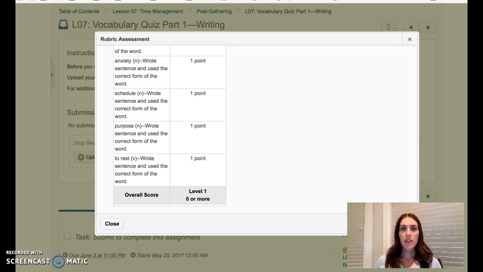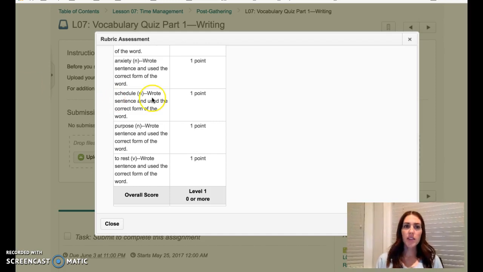What I want to talk about is parts of speech. What that means is there are some words that can be different parts of speech. It could be a noun or a verb or an adjective or an adverb. This is most important when you do your vocabulary quiz, the writing one, where you put a vocabulary word into a sentence. Because you'll see here, it has the vocabulary word that you need to put into a sentence.